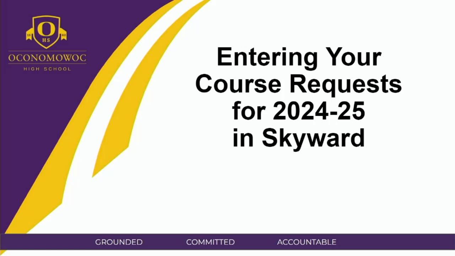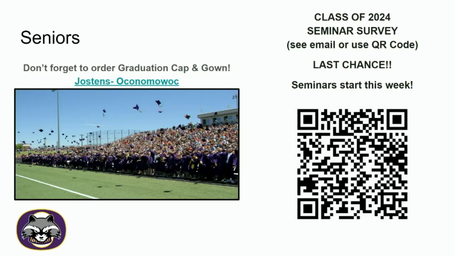To start, a very quick reminder for seniors, don't forget to order your graduation cap and gown through Jostens. You can pick up a packet in the office, or you can also do it online. There is also the Class of 2024 seminar survey. You can check that in your email, or there's a QR code up here. Seminars are going to start this week, so these are two very important reminders for seniors before we start talking about scheduling.